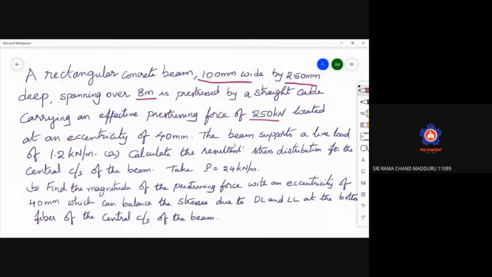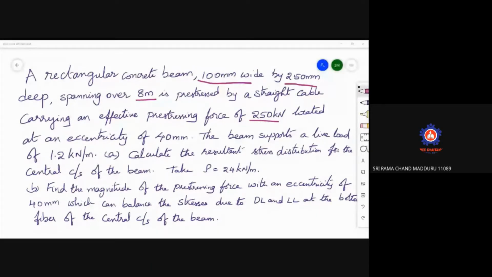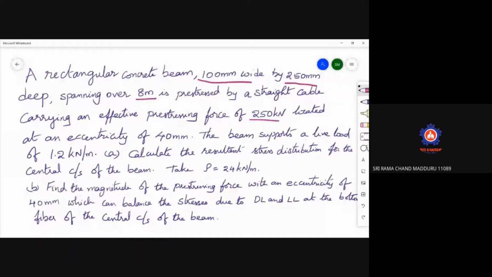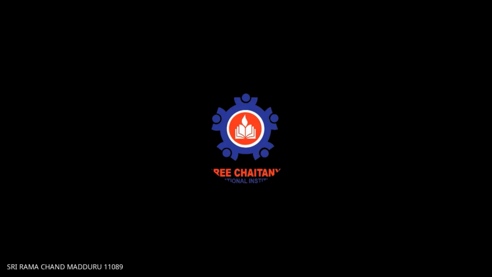Carrying an effective pre-stressing force of 250 kilonewtons, located at an eccentricity of 40 mm.